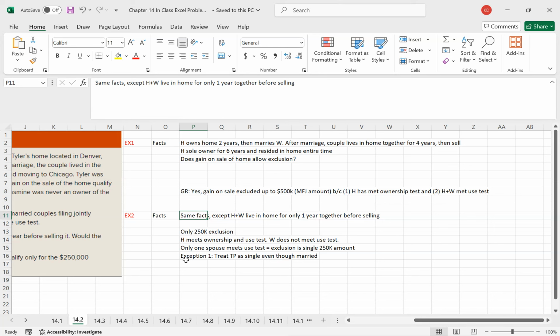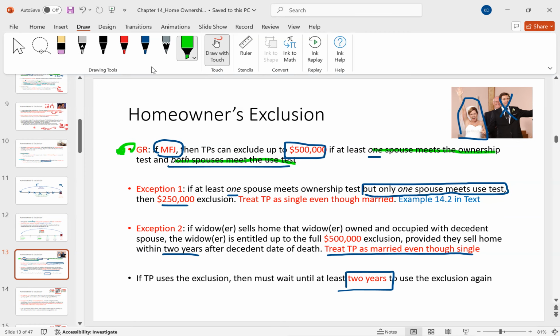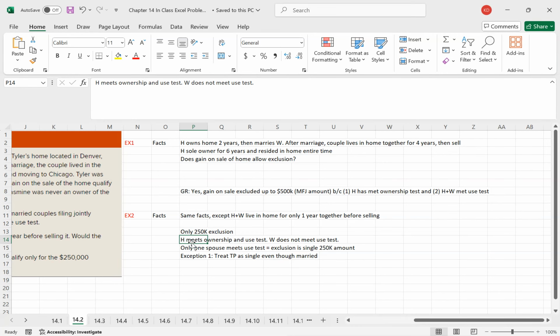Say we have the same facts, except husband and wife only lived in the home for 1 year together before selling. So in this case, we're going to be looking at this guy right here. One spouse met the ownership test, the husband, but only one met the use test here. In other words, husband meets the ownership and use test, wife does not meet the use test. So we have the facts set there. Therefore, we're going to treat them as single. They get $250,000, even though they're technically married.